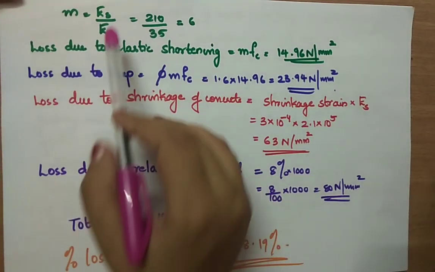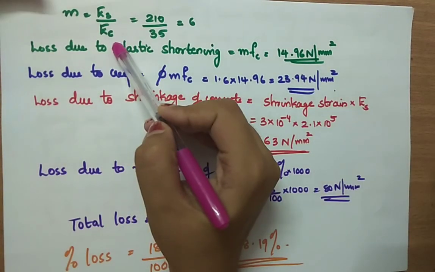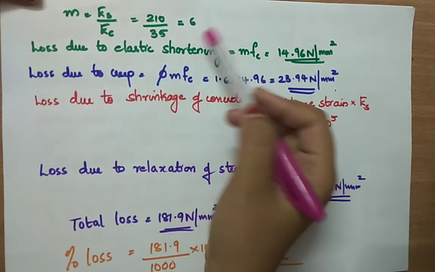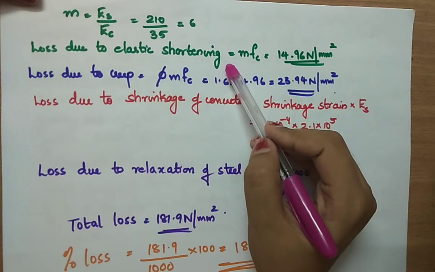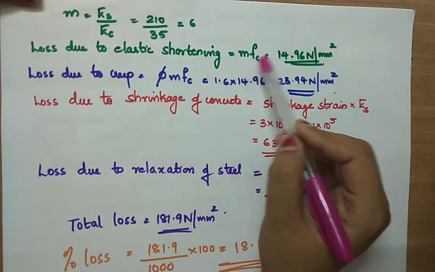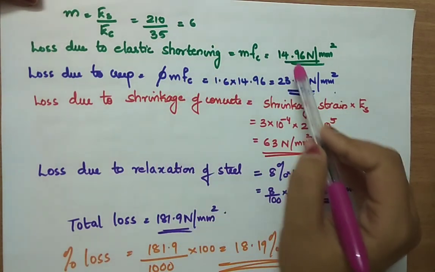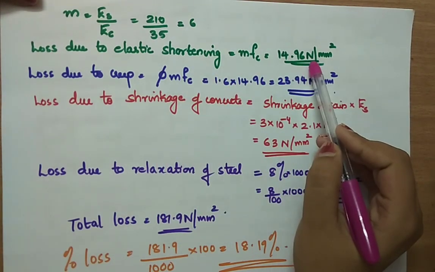We are given the value of ES and EC. We can find out the modular ratio, which is the ratio of ES by EC. We get it as 6. Now the first one is loss due to elastic shortening, which is modular ratio into FC. We already found out the value of FC. Into this modular ratio, we get it as 14.96 Newton per mm square.